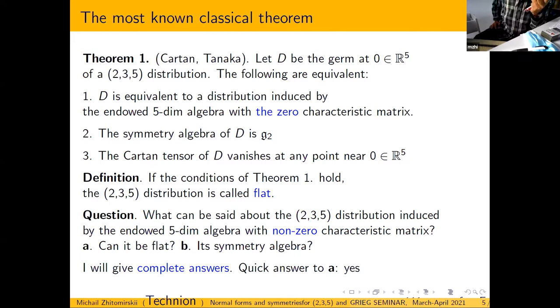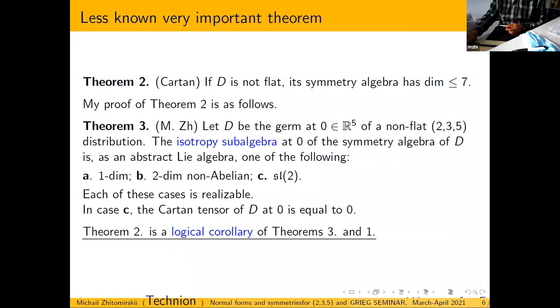I like this formulation of classical results because it immediately leads to a question: what can be said about a homogeneous 2-3-5 distribution which is induced by a five-dimensional algebra with non-zero characteristic matrix? Zero is not the unique characteristic matrix. For example, can it also be flat? I will give in my second lecture absolutely complete answers to all these questions. There are people here who know that the quick answer to the first question is yes. There are lots of 2-3-5 distributions induced by homogeneous algebras, lots of five-dimensional algebras with non-zero characteristic matrix, which also induce a flat distribution. But it will be later.